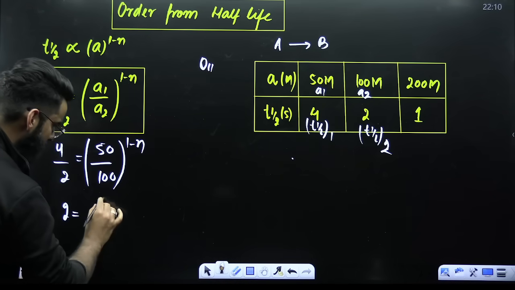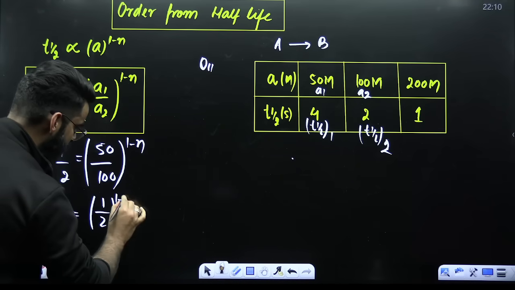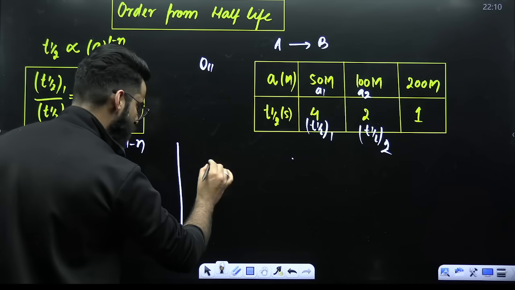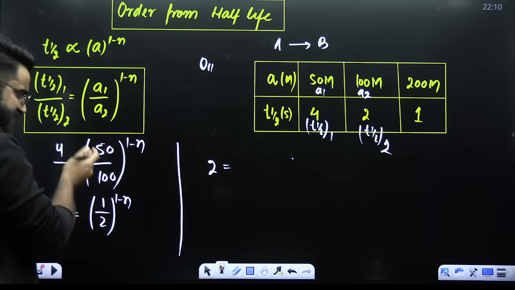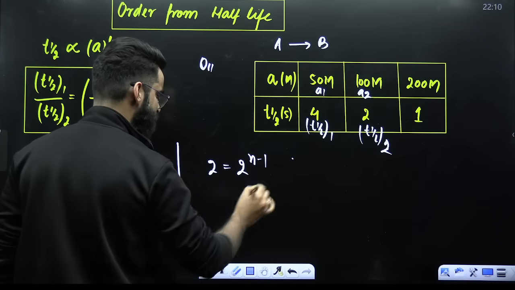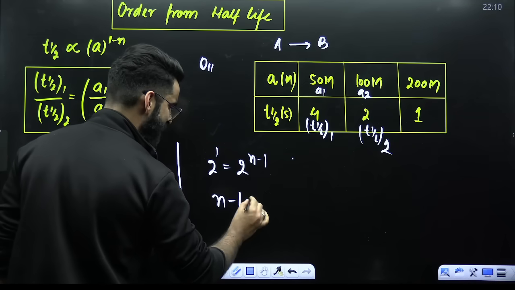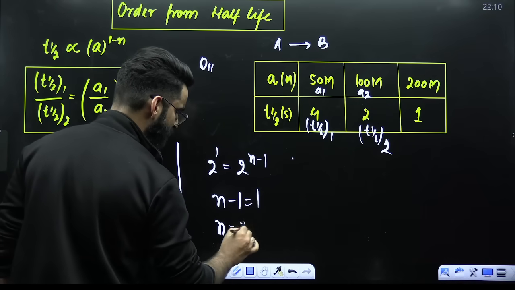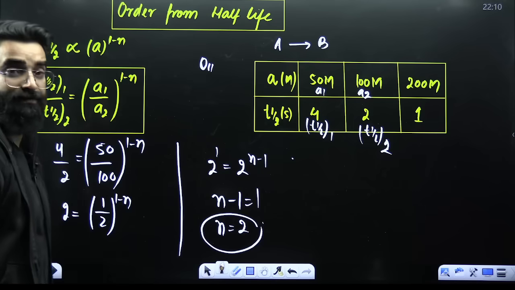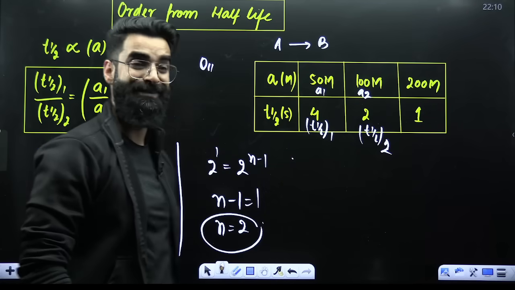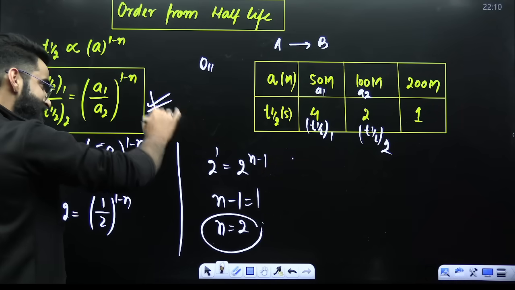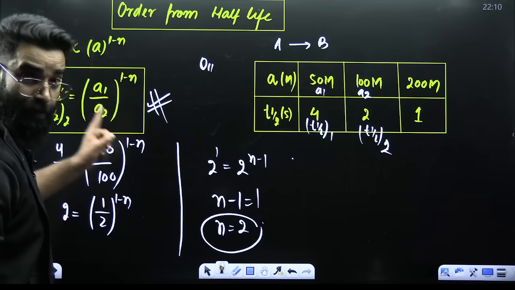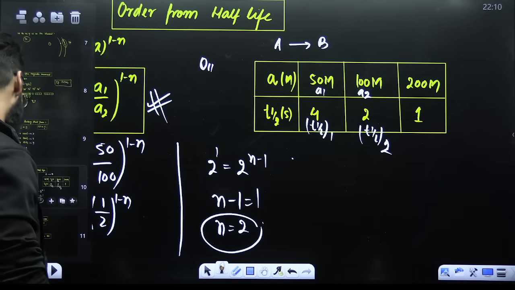So this value comes out to be 2. This value comes out to be 1 by 2 raised to the power 1 minus n. So I would say 2 is equal to that. Take the reciprocal. It becomes 2 raised to the power n minus 1. So my dear students, from here you can say n minus 1 is equal to 1. So n value comes out to be 2. So I would say the order of the reaction whose data is given to me is 2. So remember this particular result. This is a very important question, my dear students, which is frequently asked nowadays.